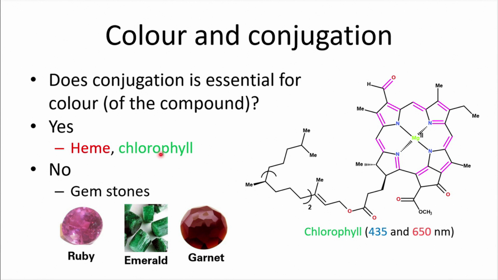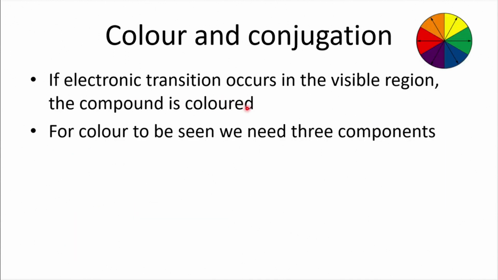Maybe for these kinds of compounds we can say yes, but there are many compounds which also show color but do not have conjugation. Some examples include gemstones, say ruby, garnet, emerald. All are colored because of crystal defects, but not because of conjugation. So, there is some relation between color and conjugation, but not always. If electronic transition actually occurs in the visible region, then the compound is colored.